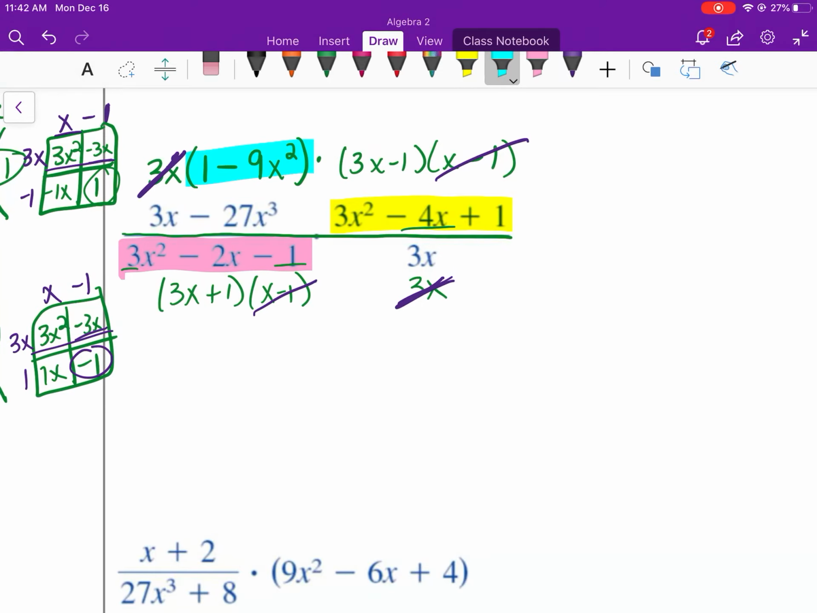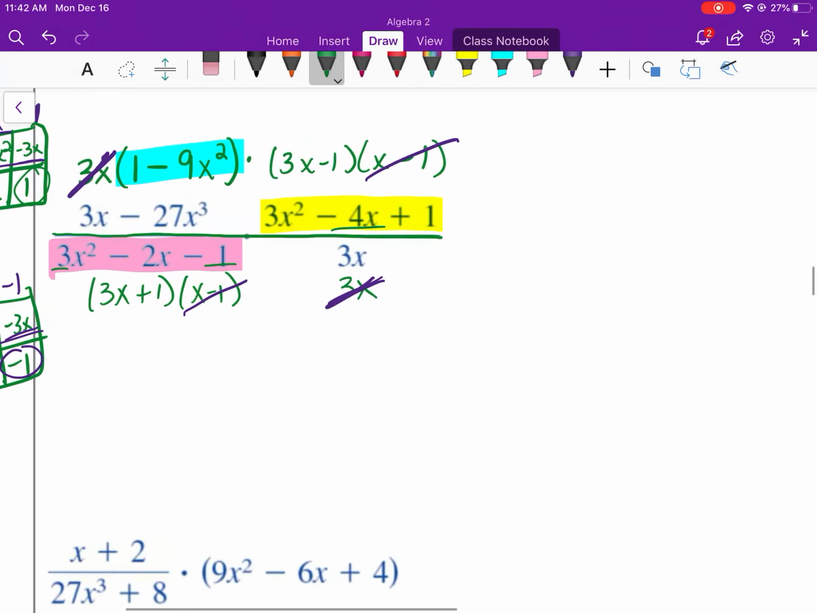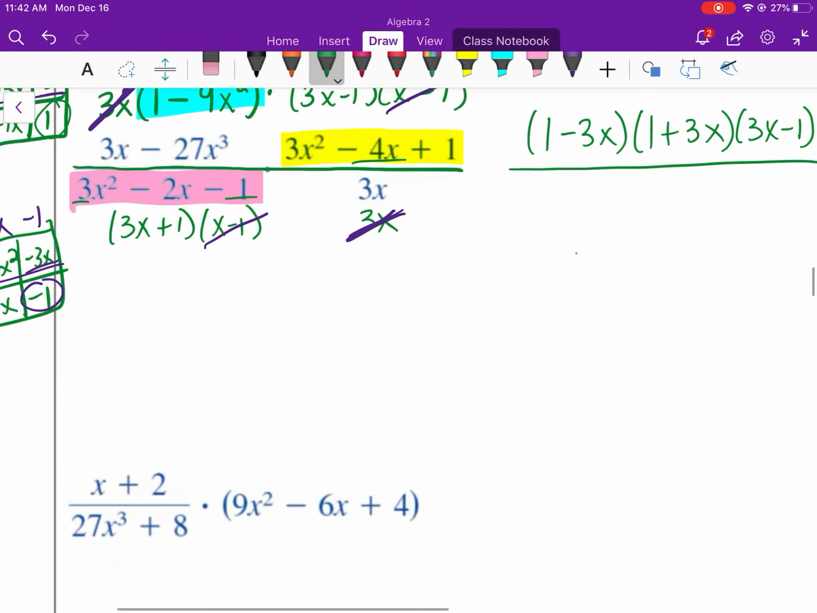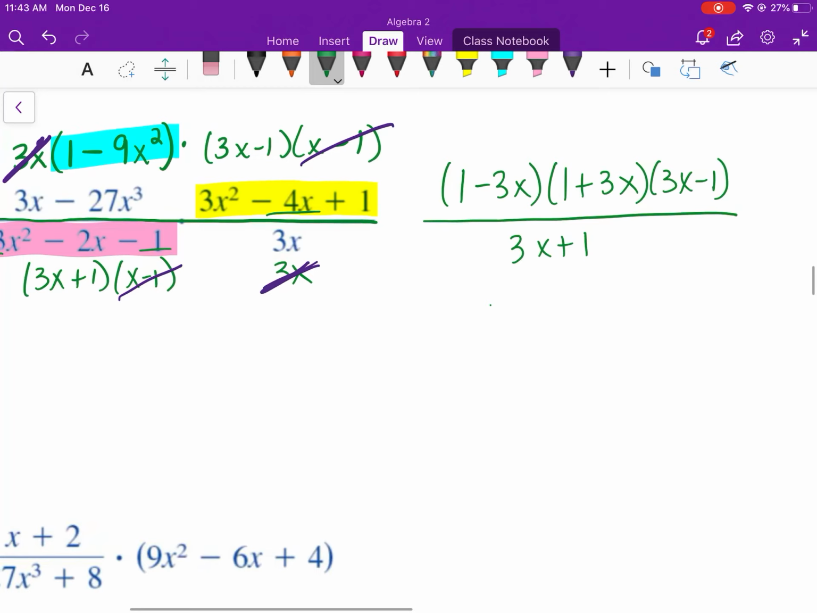So now I'm going to factor this one more. Now that's actually difference of perfect squares. It's just backwards kind of. It's going to be 1 minus 3x and 1 plus 3x. And then I still have that 3x minus 1 left on top with it. So that's my numerator. On the denominator, I have a 3x plus 1.